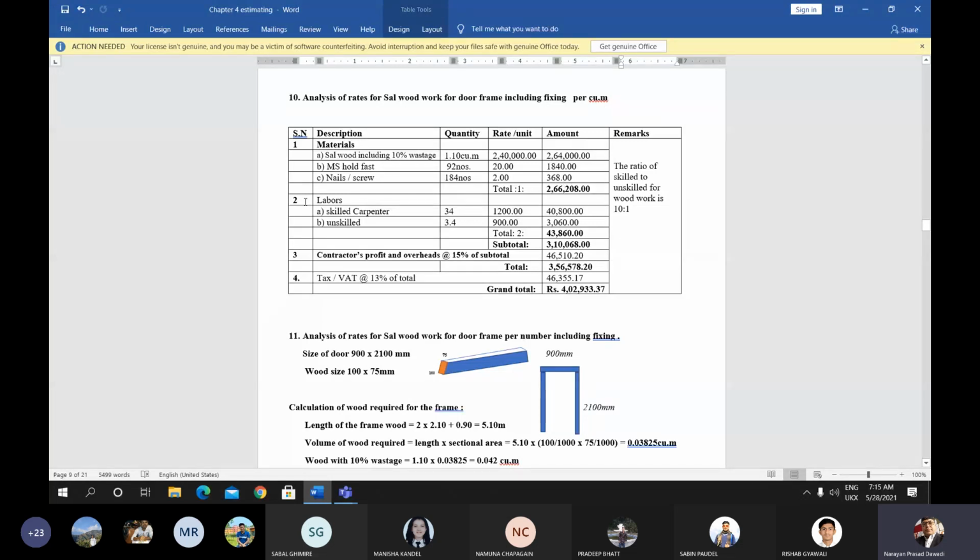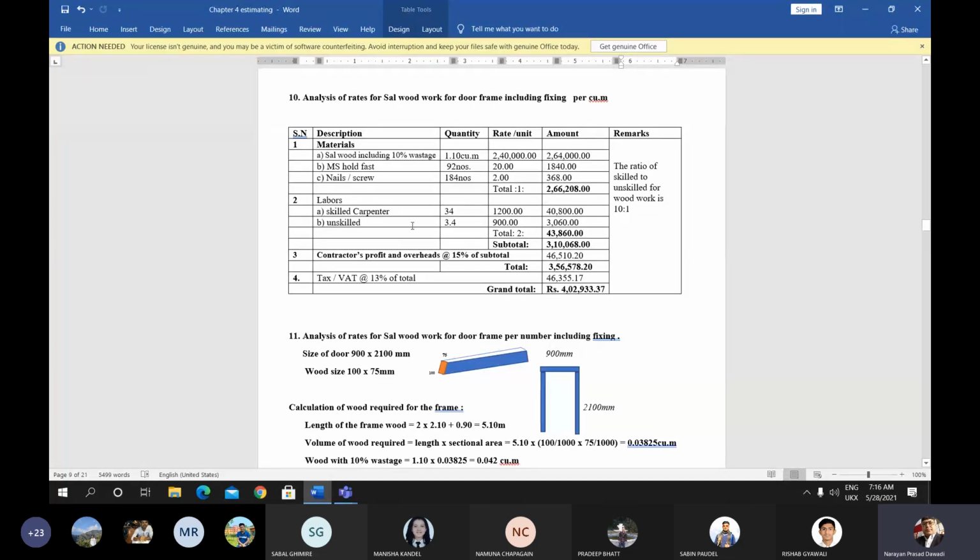Now, 2. Labor. For 1 cubic meter of the woodwork, providing the frame, 34 numbers of skilled manpower are required, and the unskilled manpower is 3.4 only, because in woodwork the proportion of skilled manpower to unskilled manpower is in the ratio of 10 to 1. If you know the skilled manpower, then find the unskilled manpower by dividing the skilled manpower by 10.